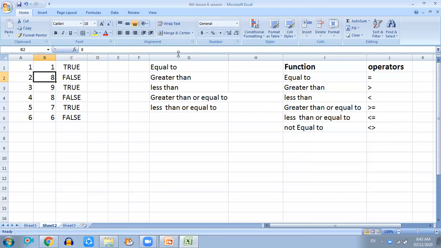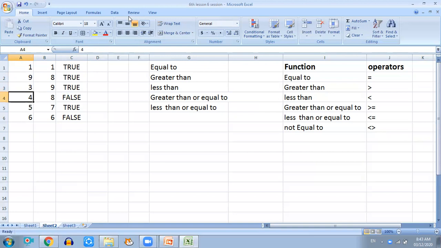Second, is it greater than? Is 2 greater than 8? No, 2 is smaller than 8. So we have to enter the greater value, 9. Is 9 greater than 8? Yes, true. Now next, we have to check whether 3 is lesser than 9. Yes, that's why it is right.